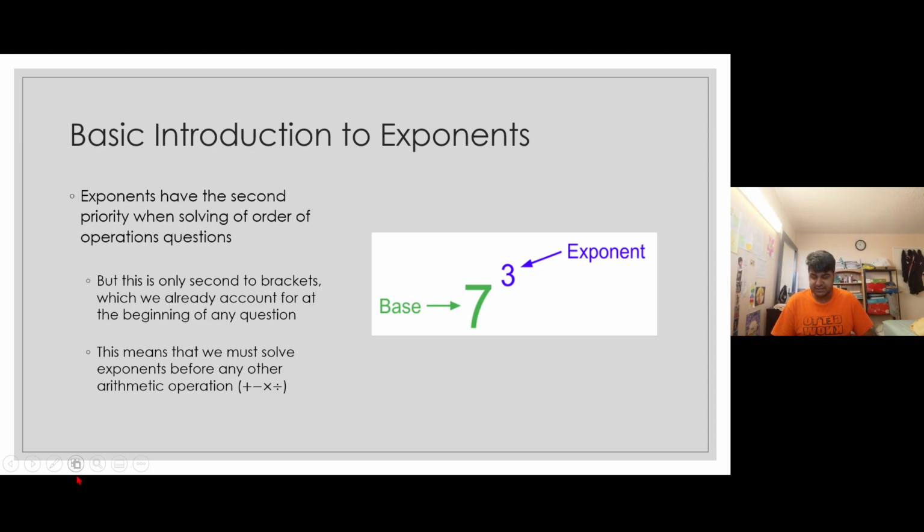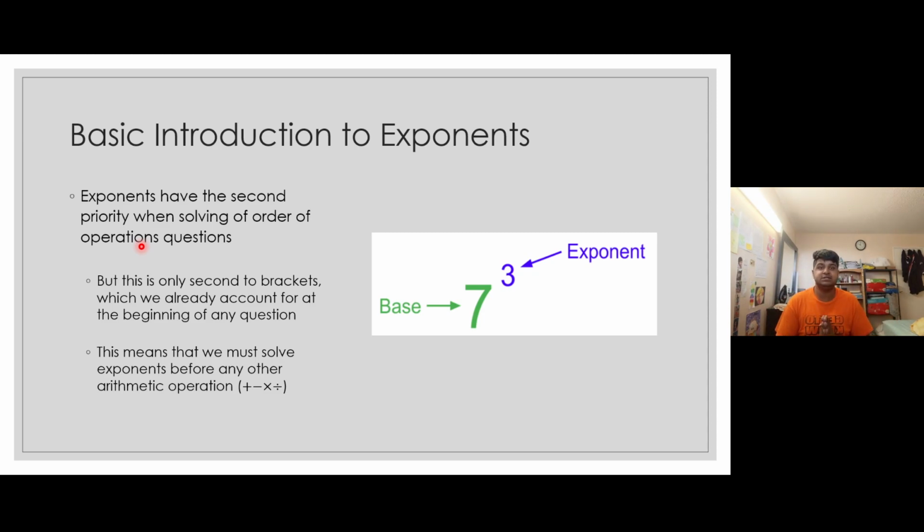So exponents, as we know, have the second priority when solving order of operations questions. Of course, because we have BEDMAS, BE, and then the entire actual arithmetic. But the key point here is that it happens only second to brackets. We've already spent so many videos talking about how we account for brackets at the very beginning, we take care of them, we seal the deal, so there's really no reason to dawdle with evaluating exponents.